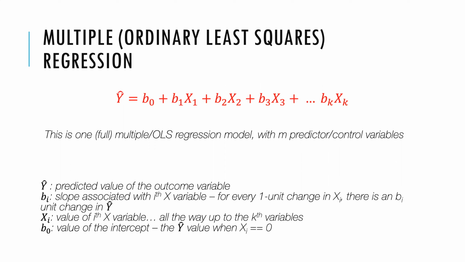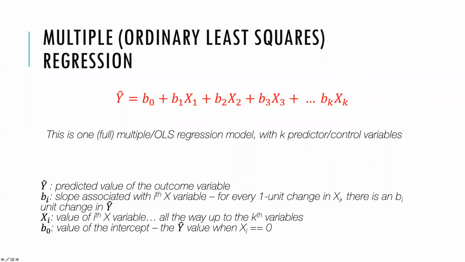This equation here would represent one full multiple OLS regression model with, it says M predictors here, it should say K predictors. Here I say B sub i, so this is going to be the B for a given X variable. So we have this intercept, then we have the first X variable, the slope for that one, the slope for the second one, the slope for the third one, and up to the kth variable.